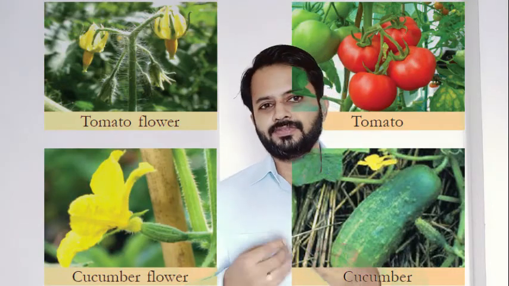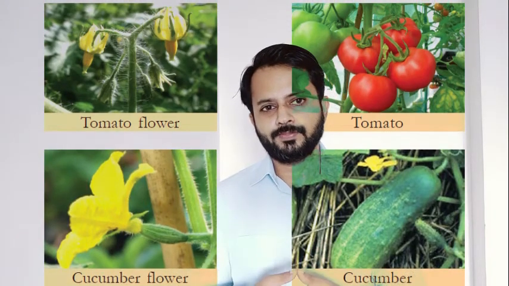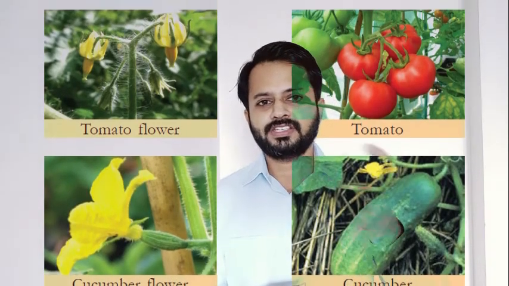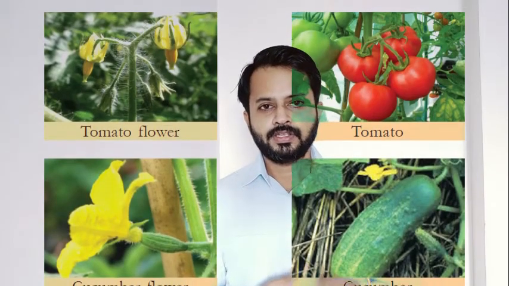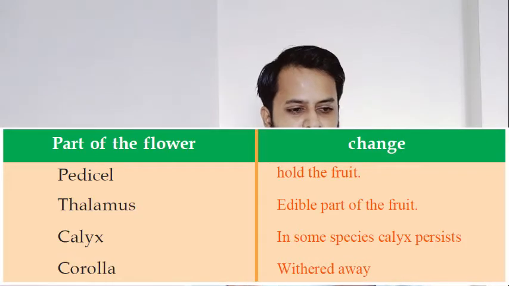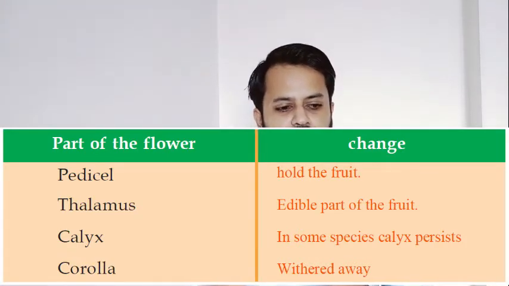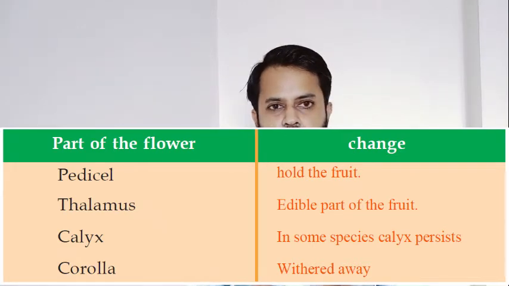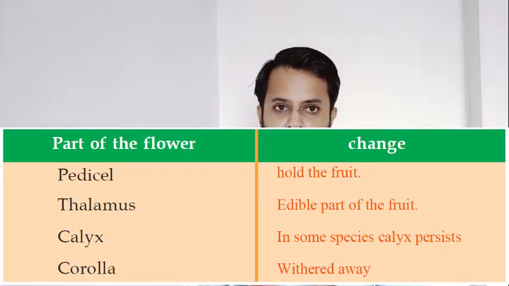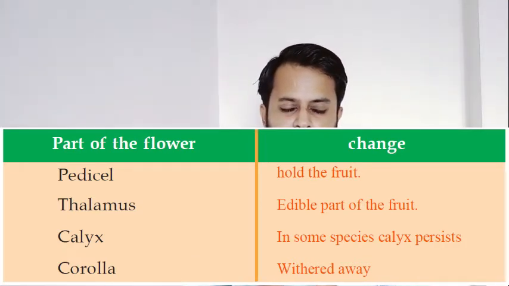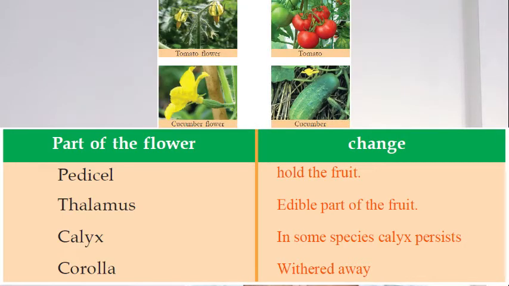So which are the parts that are shed from the flower? Which are the parts that change completely into a fruit? There's a small table given in your textbook. Look at that: what changes occur in the various parts of a flower when it becomes a fruit? Part of the flower that changes: first one is pedicel, then thalamus, calyx, corolla. These are the parts given. And some pictures of fruits are also given in your textbook.